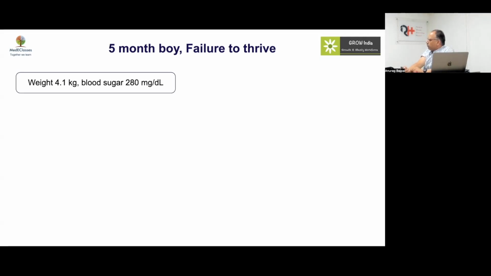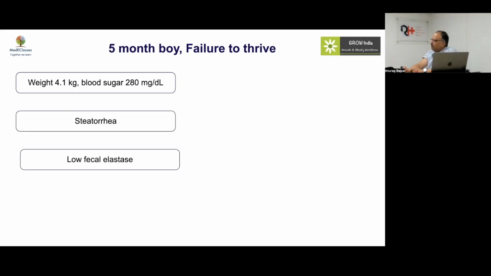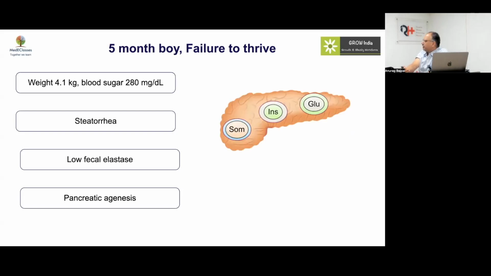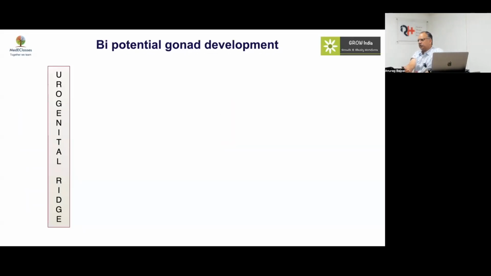So a 5-month-old boy with failure to thrive, there is hyperglycemia, weight is very low, there is steatorrhea, low fecal elastase. So what are you looking at here? So pancreatic agenesis may be there, because of a PDX1 defect or IPF, the insulin promoter factor, in that regard.